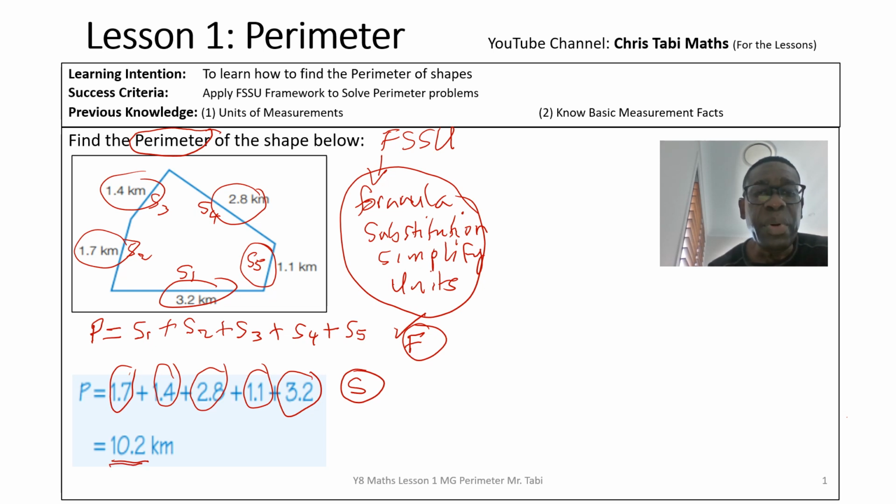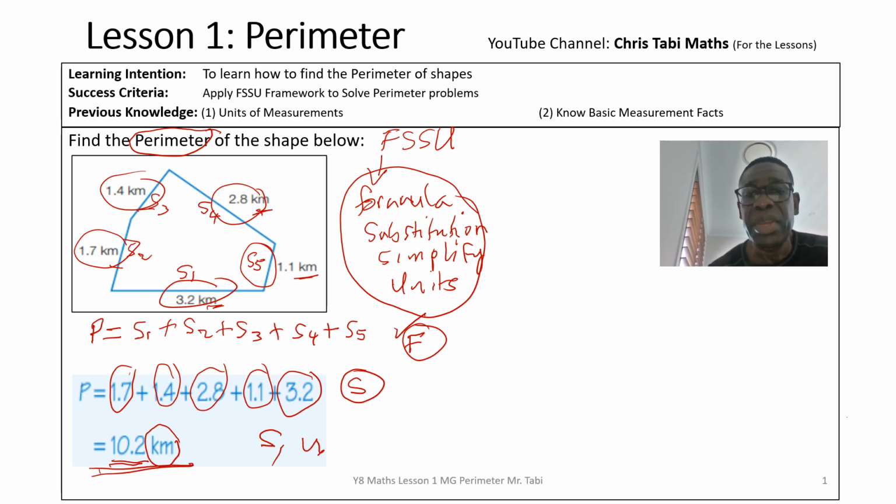Now, the 10.2 is when you have simplified. You could use a calculator or just do it mentally. And then units. That's the kilometers there, because everything is measured in kilometers.